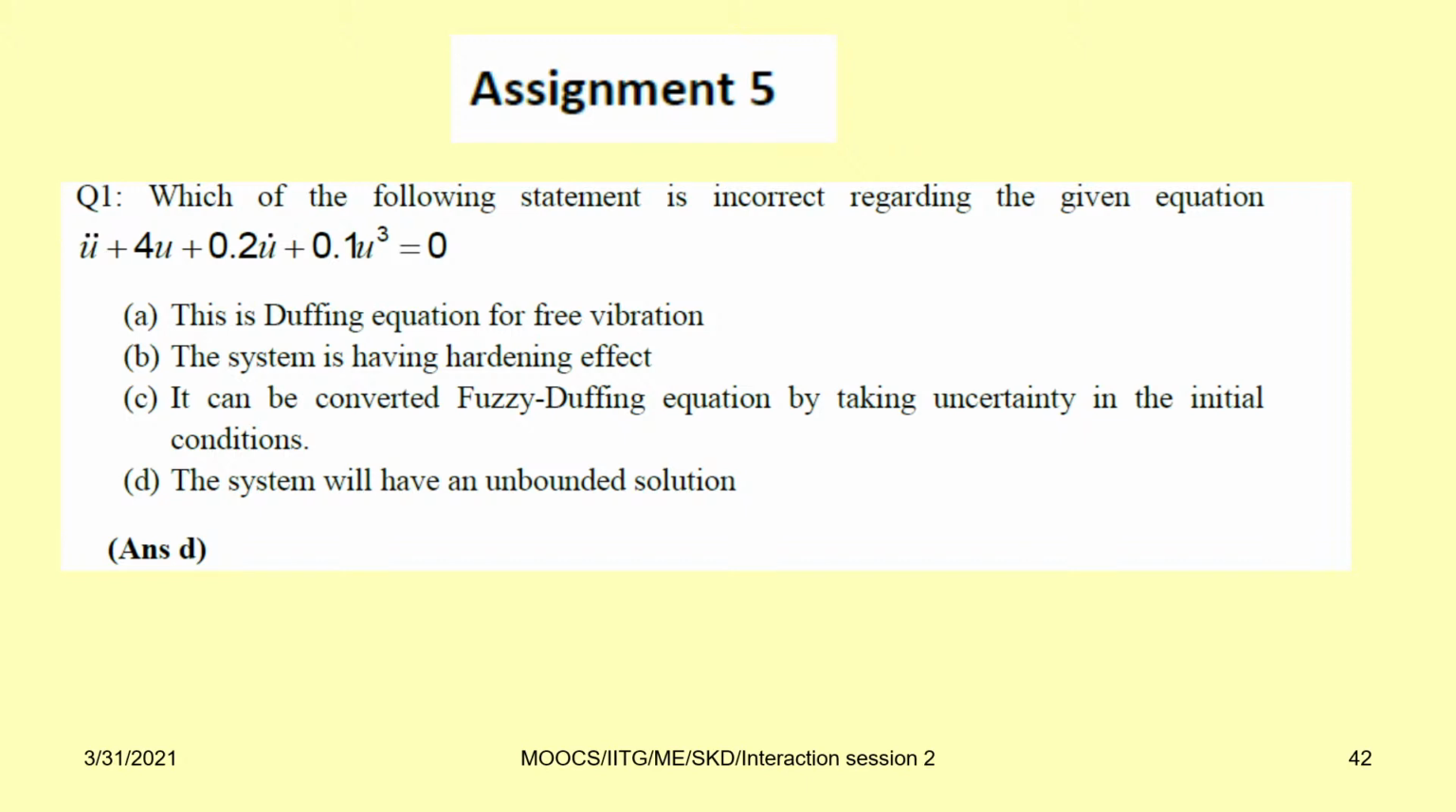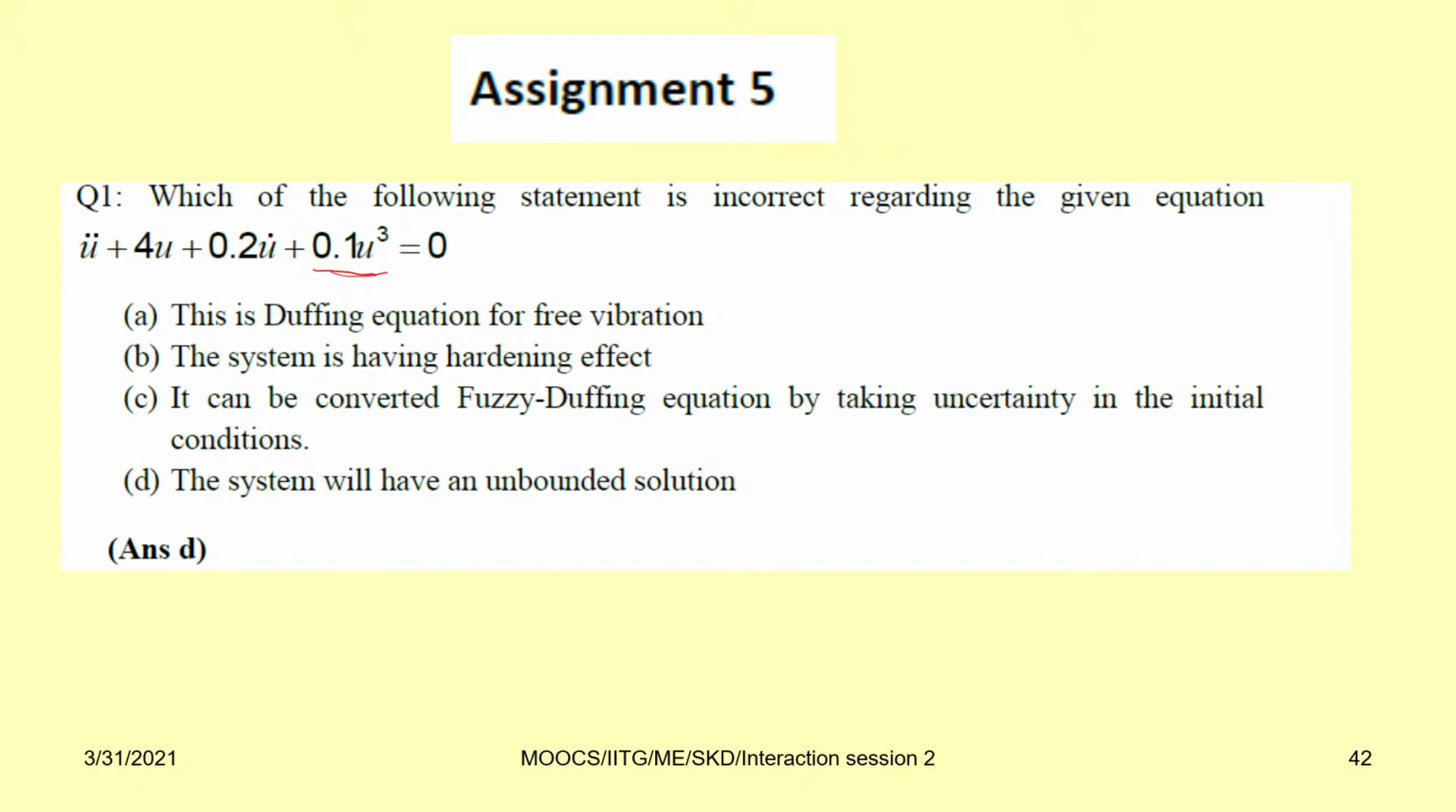You have an equation with cubic nonlinearity, and as you have a plus sign, you have a hardening type of effect here. These points should be clear to you: when it is hardening and when it is softening. As you have plus 0.1, this is a hardening effect. The system is having a hardening effect, so this is also correct.